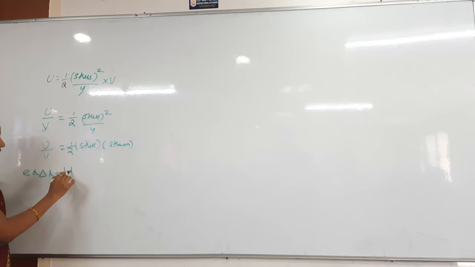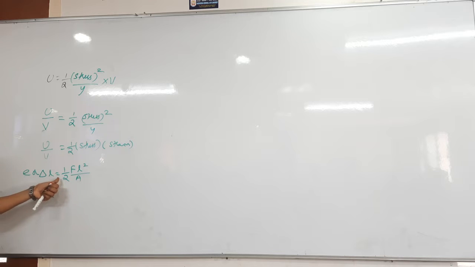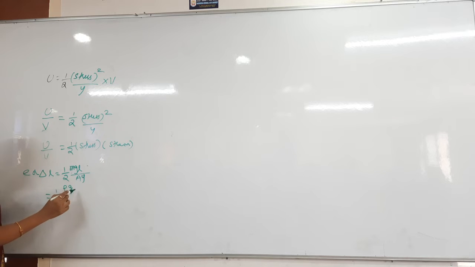Tell me, I think it is FL square by A, no? This is only half into FL square by A. Correct or not? Wait, I will solve. Instead of rho, M G L by 2A. Correct? Y, A Y, yes, Young's modulus will come. Otherwise, we can get it in terms of rho. How much is it? Rho G L square by Y. This is the formula of elongation due to the own weight that we have got.